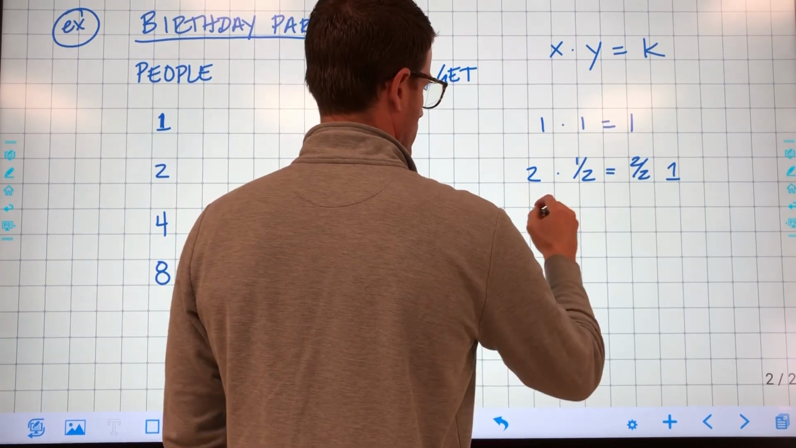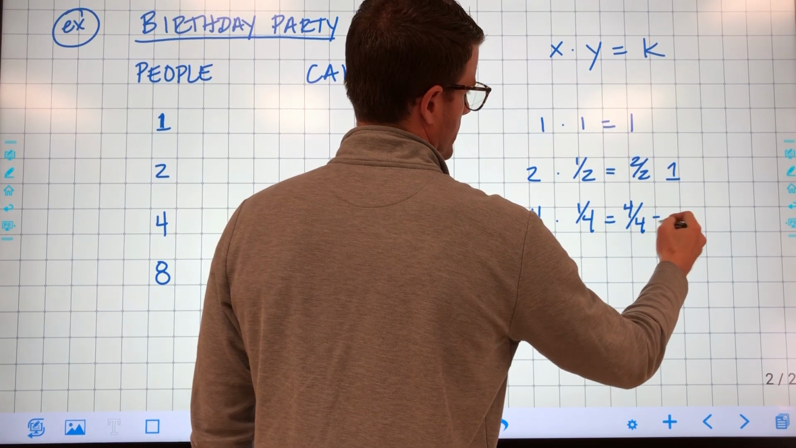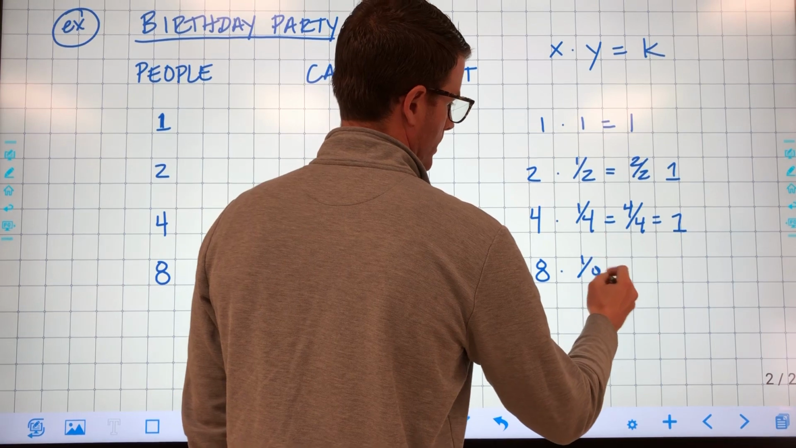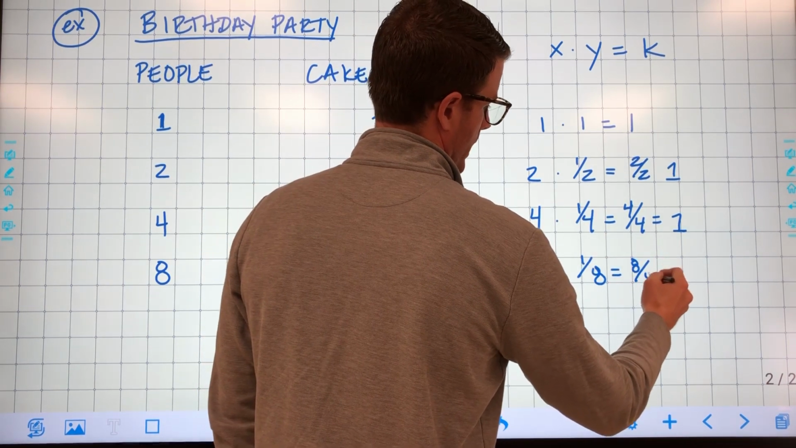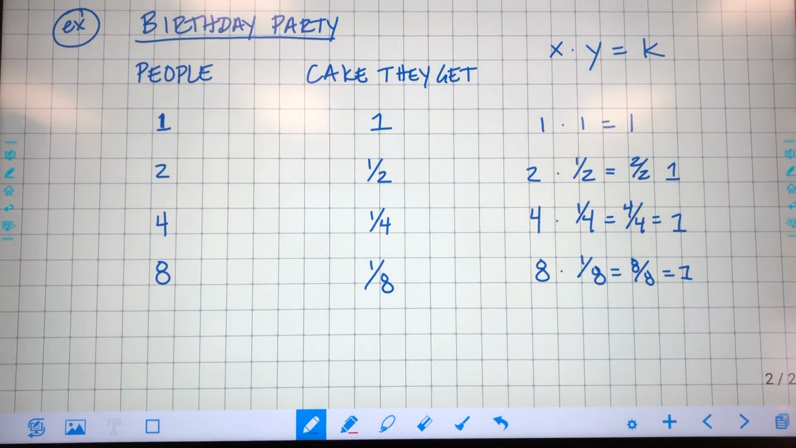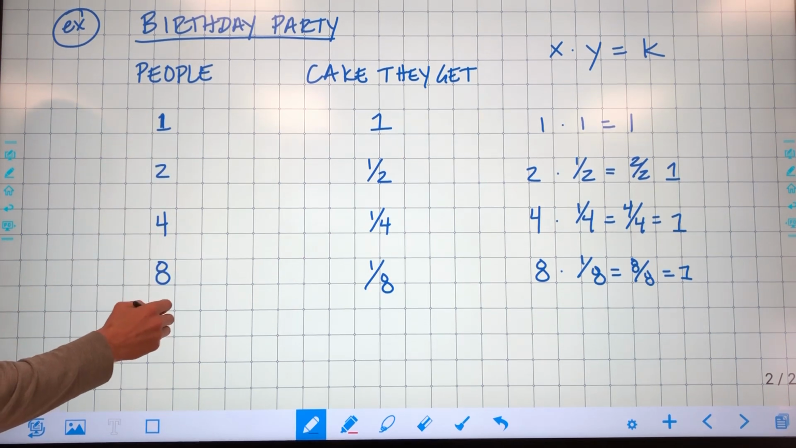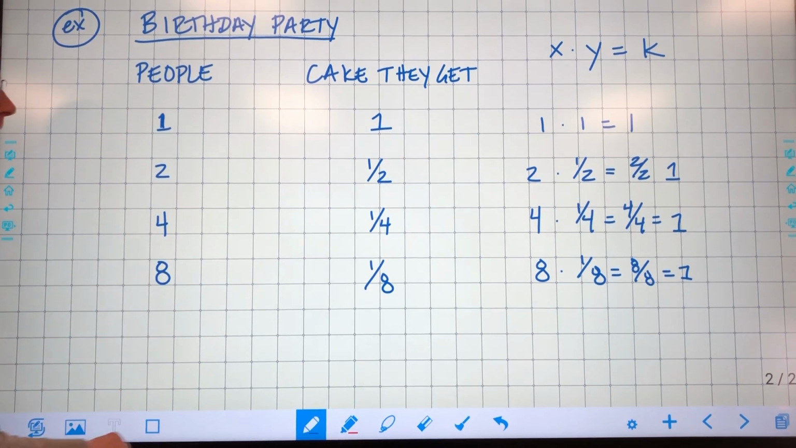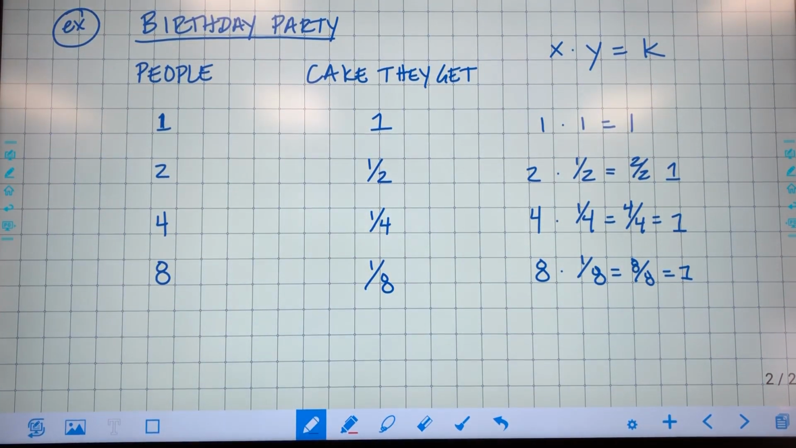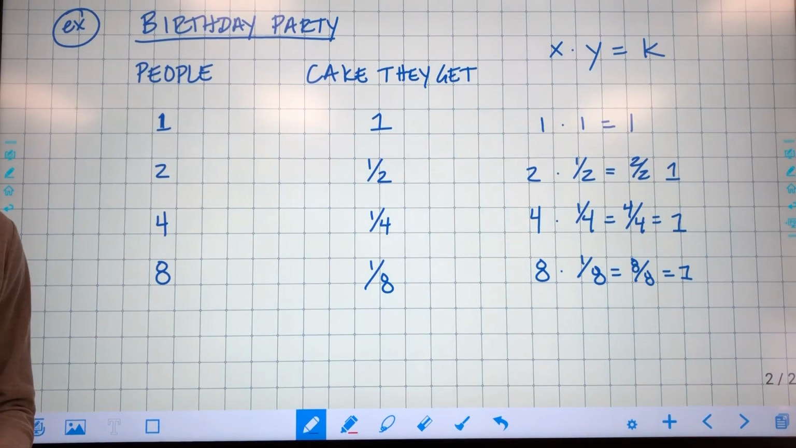4 times 1/4 is 4 over 4, which is 1. And 8 times 1/8 equals 8 over 8, which is 1. Okay, so I have my constant of 1. And I know, right, as one variable increases, the number of people I invite, the bigger my party gets, the less cake everyone gets. So this is an example of an inverse relationship.